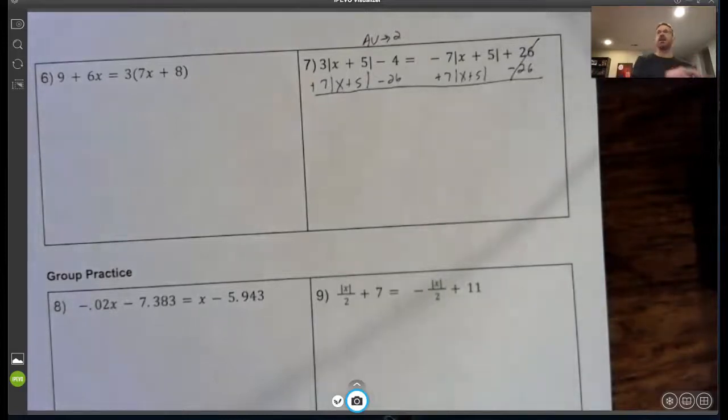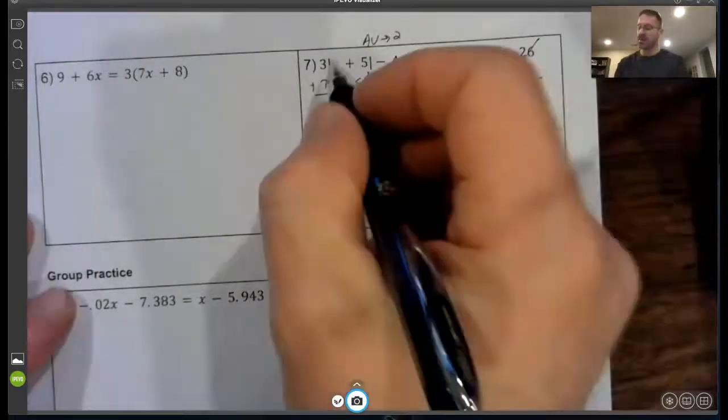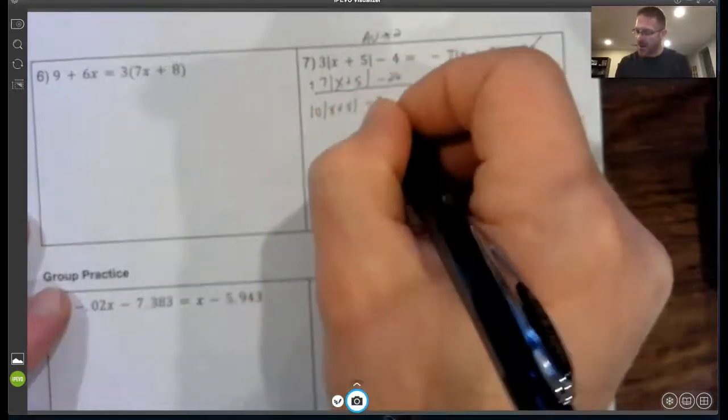3x plus 7x is 10x. 3 apples plus 7 apples is 10 apples, right? So we don't care what the thing is, but if the thing is the same, it's a like term. And notice what this does. This gives me 10 absolute value of x plus 5 minus 30 is equal to 0.